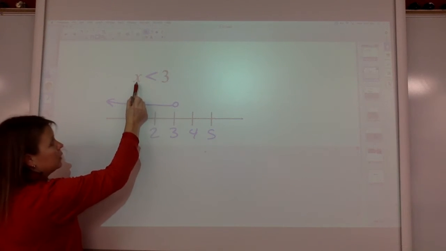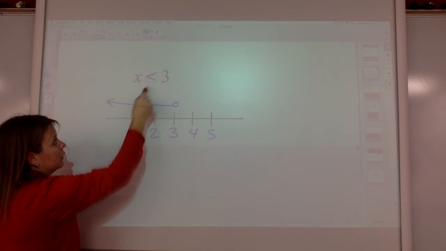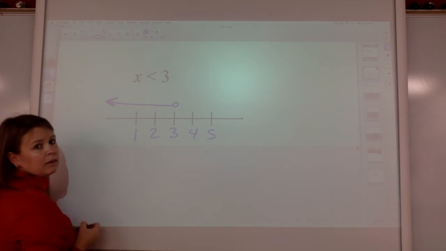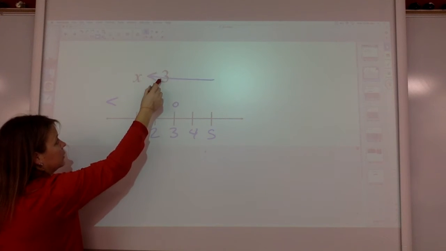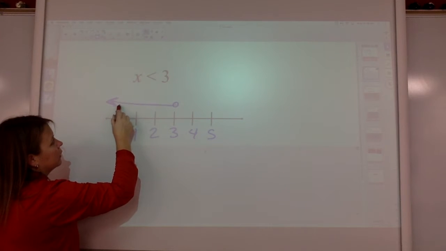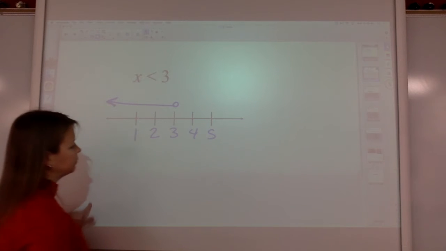And you want to know something cool? If you write it in this order, where it goes variable, inequality, number, it practically is a dead giveaway that your arrow is going to go to the left, because that's the way your inequality points. That only works if you put the variable first, which we're going to do every time.